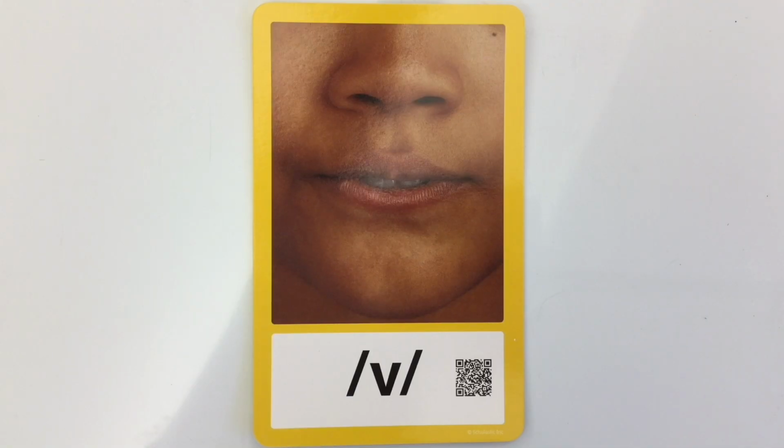Take a careful look at my mouth as I make the sounds for letter V. V. V. Okay, now it's your turn to make that sound. Do it along with me or with your teacher. V. V. Let's take a closer look at those pictures that show the mouth making the letter V.